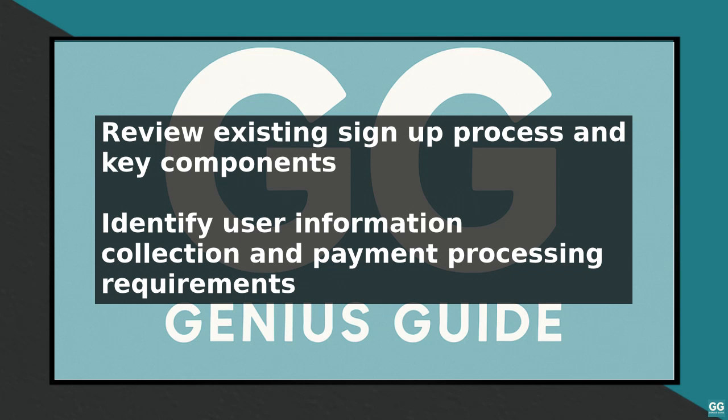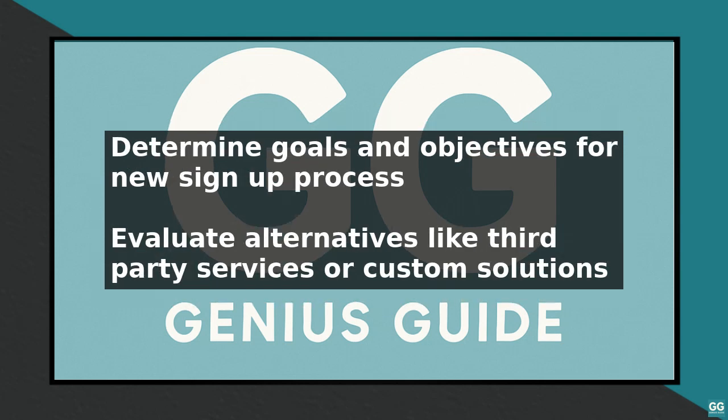Next, determine the goals and objectives for the new sign-up process, such as improving user experience and increasing conversion rates. Based on these goals and objectives, research and evaluate different alternatives such as using a third-party service or developing a custom solution. Once you have selected the new system, implement the necessary changes to the website or application. This may involve updating the user interface and integrating with the new system.